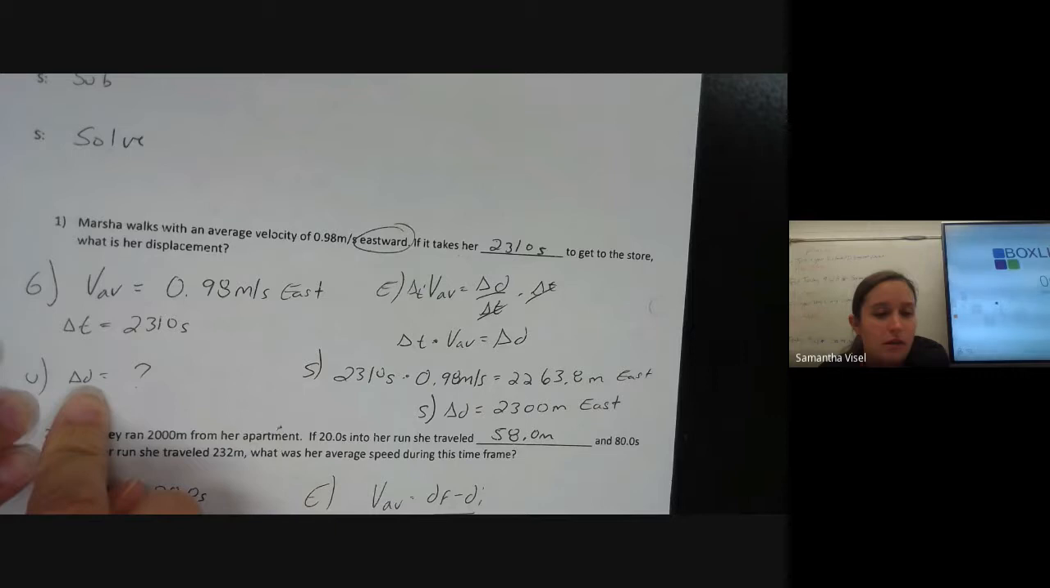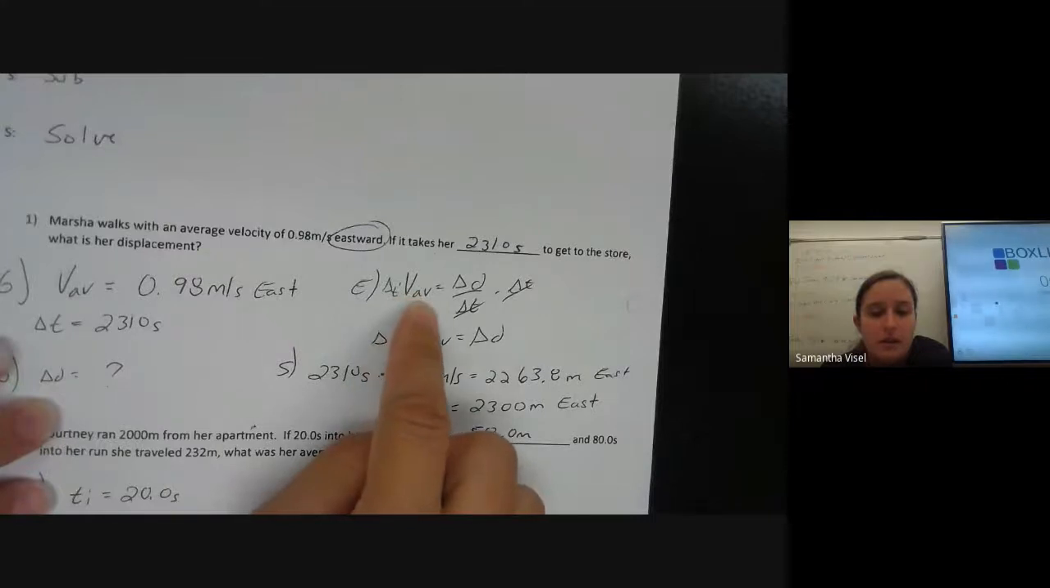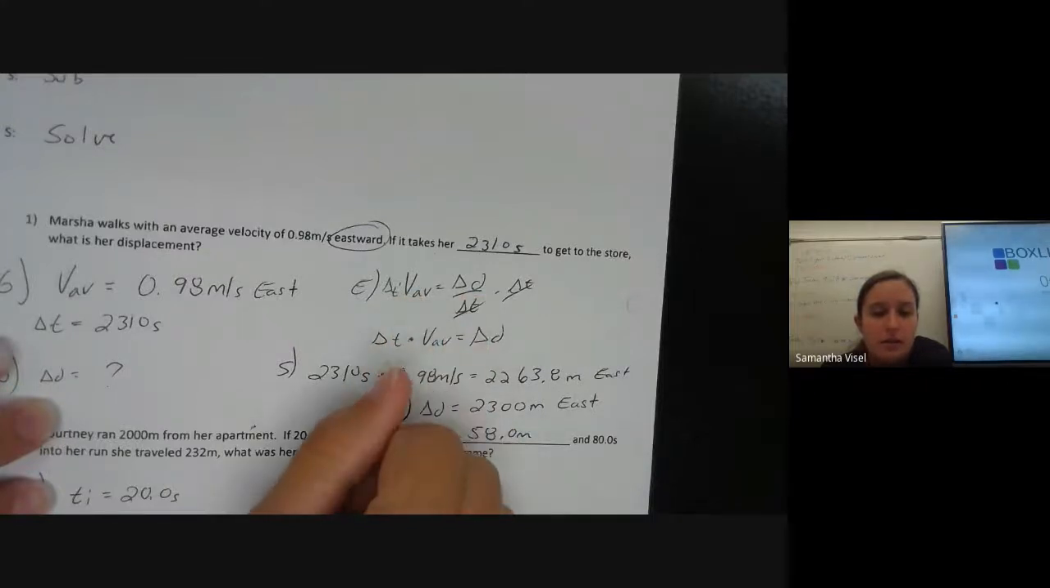My unknown is displacement, so I can just put a question mark here. My starting formula is speed is equal to distance over time. So, I'm sorry, in this case it's velocity, so displacement. Since I'm looking for displacement, that's my x.